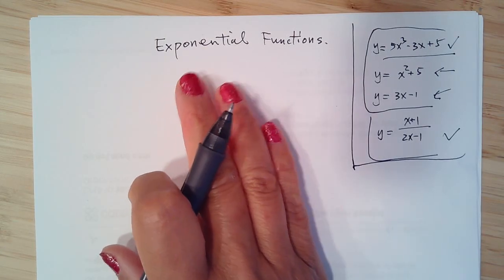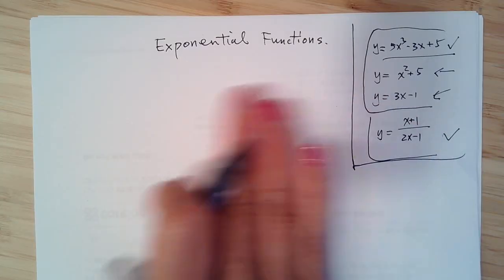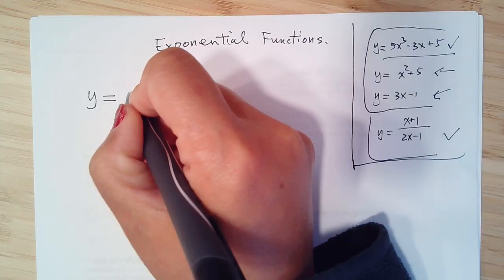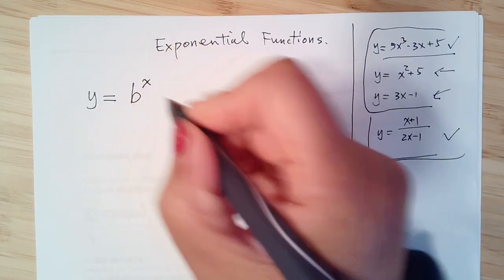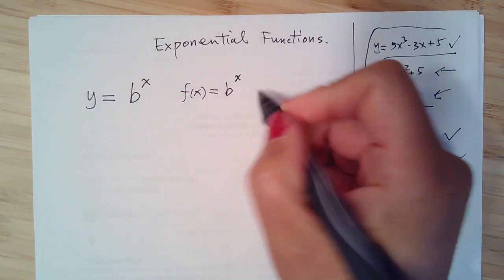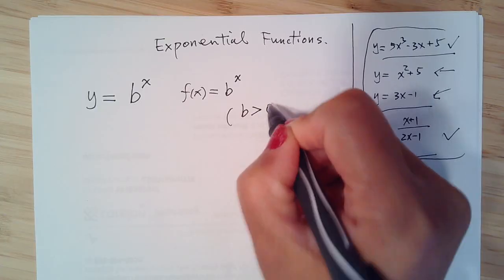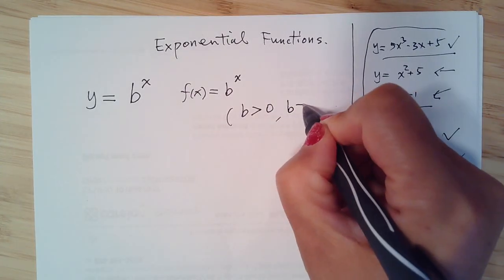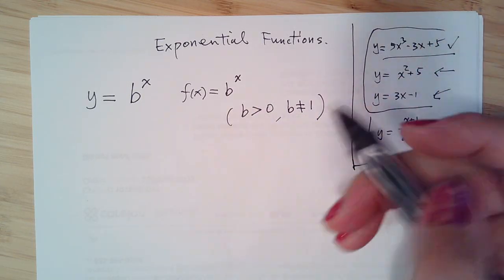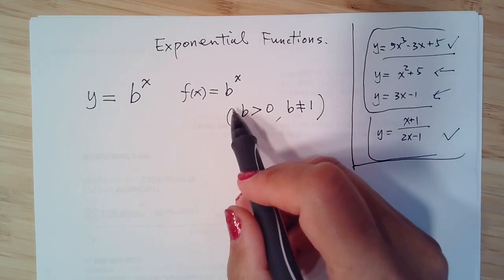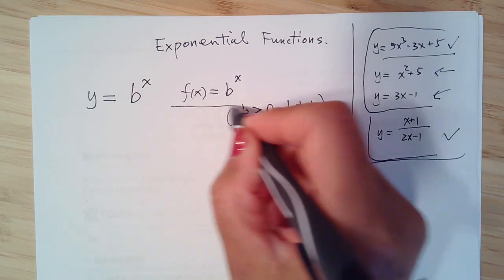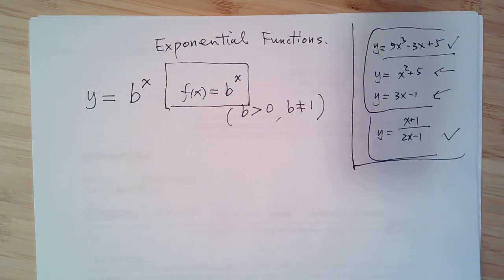I'll tell you what the exponential function looks like. You can tell it's very different. It's very easy to recognize: y equals b to the x, or you write f of x equals b to the x. And here, b has to be a positive number, and b cannot be 1. If b is 1, then 1 to whatever power is just 1, so we don't worry about that. So b has to be a positive number, and b cannot be 1. This is the parent function of the exponential function.